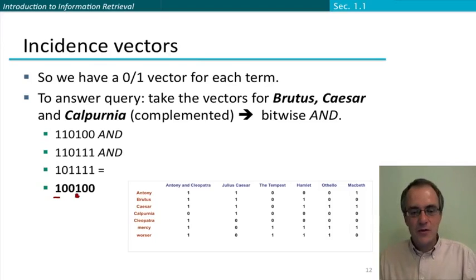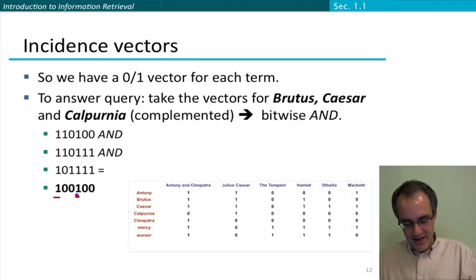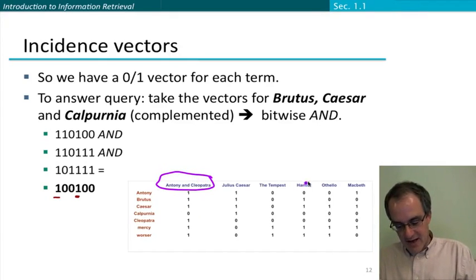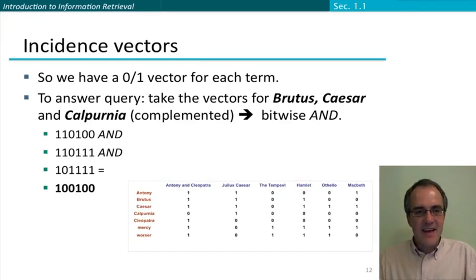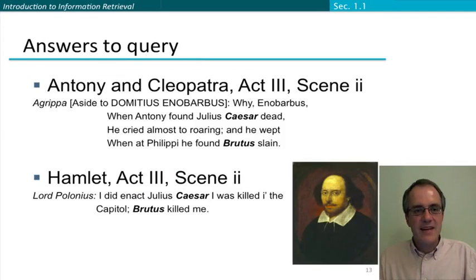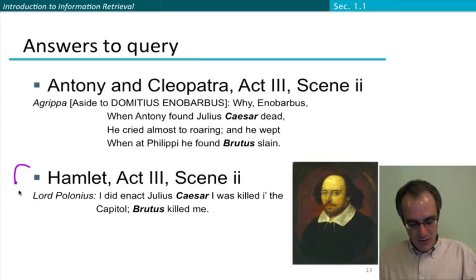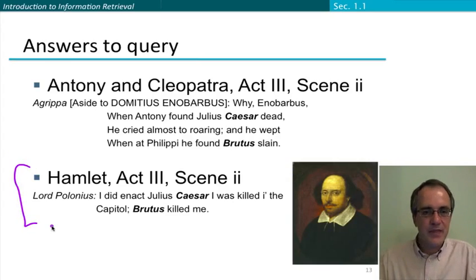And so we've been able to do information retrieval successfully and can tell that this query is satisfied by the documents Antony and Cleopatra and Hamlet. And indeed, we can then go off to the document collection and confirm that that is the case. So here we are. In Antony and Cleopatra, when Antony found Julius Caesar dead, he cried almost to roaring, and he wept when at Philippi he found Brutus slain. And similarly, we find both words occurring in Hamlet.